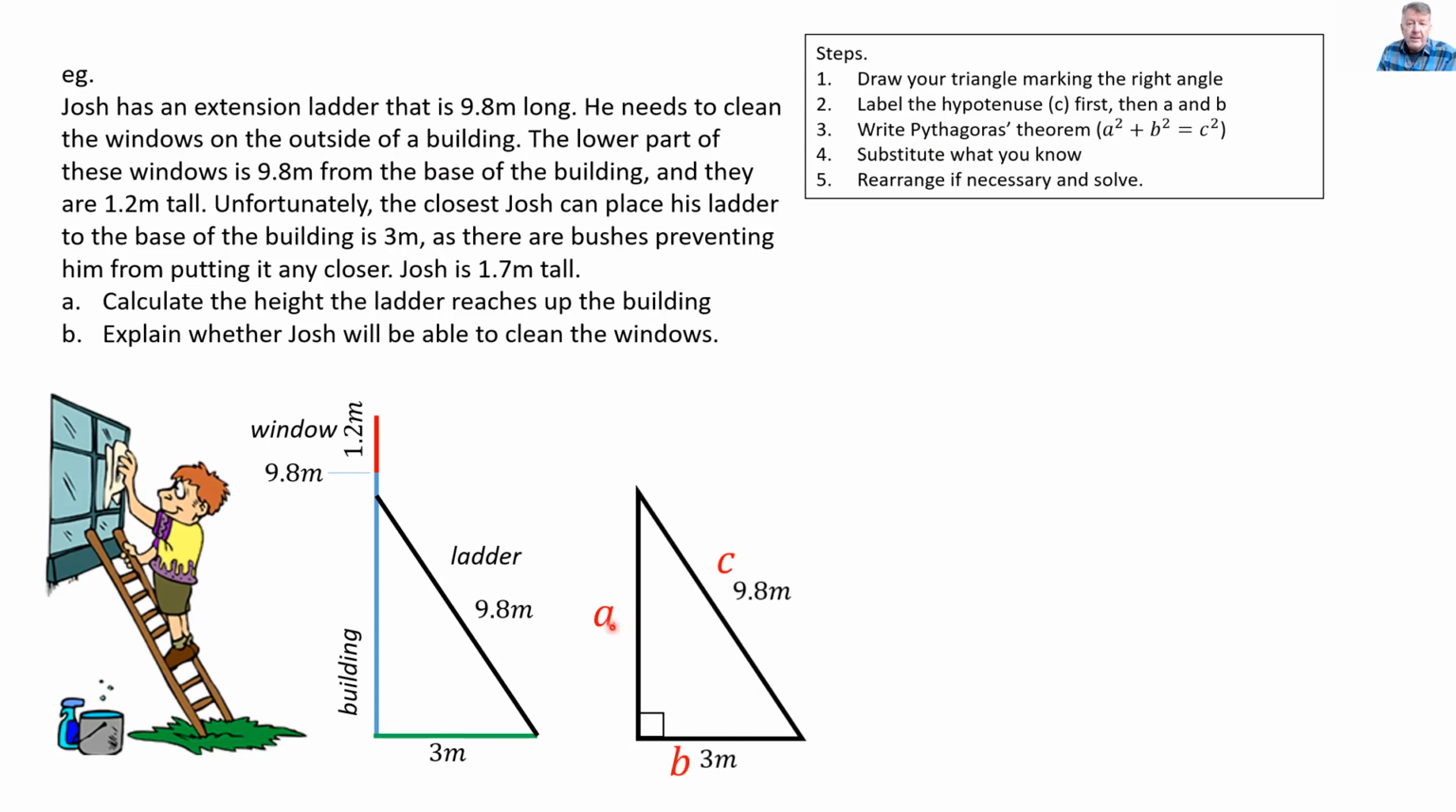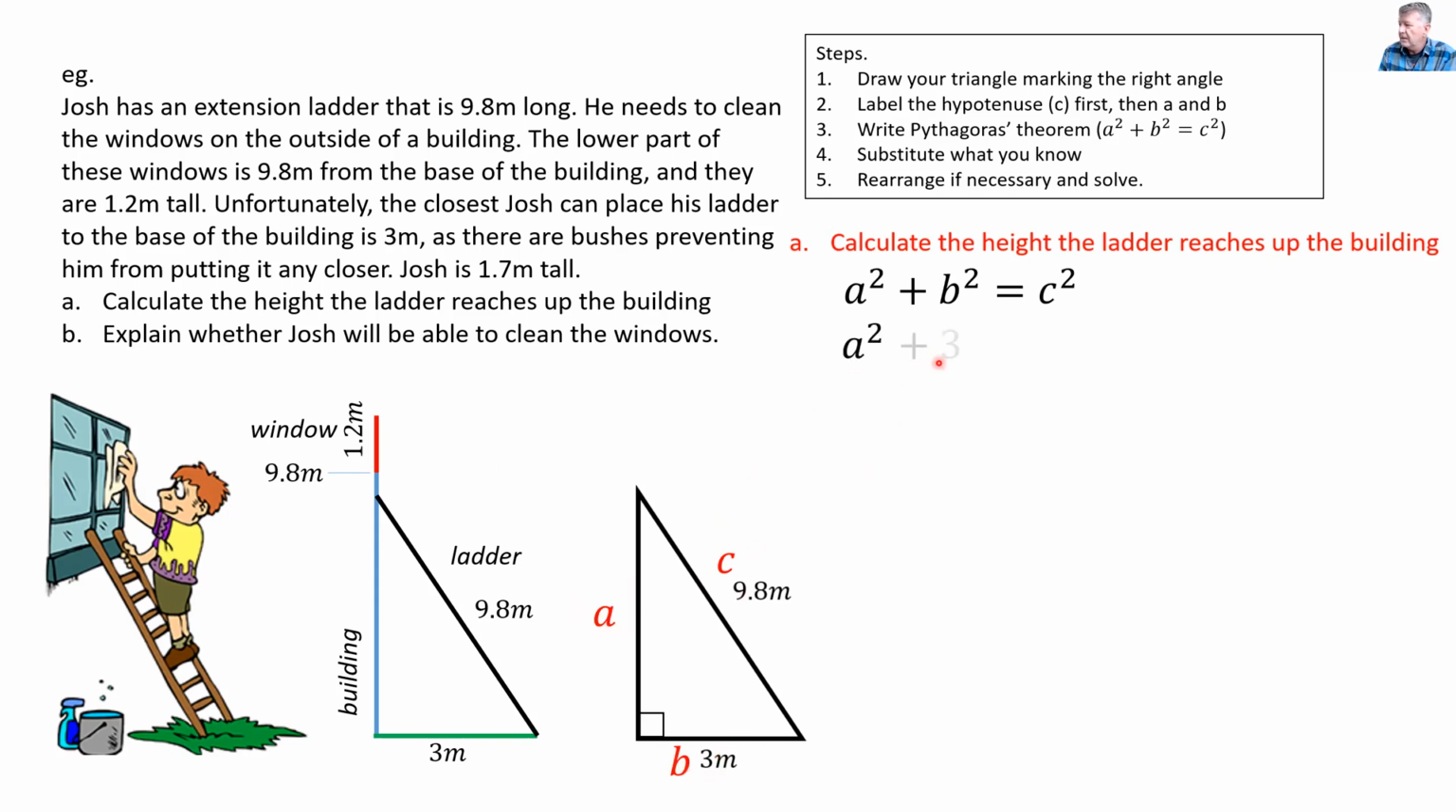Next step, write Pythagoras' theorem. Well, let's bring the question out. We're going to work this out. So we'll do part A first. I should have done that first, actually. Okay, now we'll write Pythagoras' theorem. A squared plus B squared equals C squared. Do we know A? Nope, that's A squared. Do we know B? B is 3, so plus 3 squared equals the 9.8 meters squared.